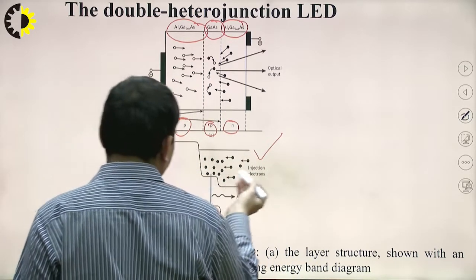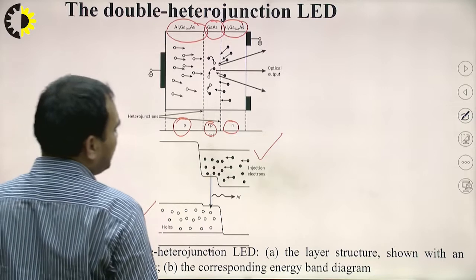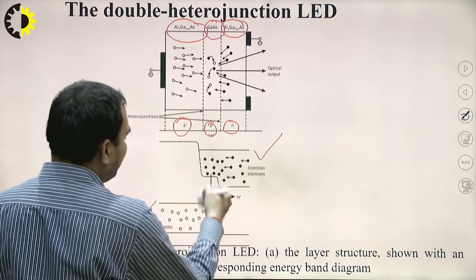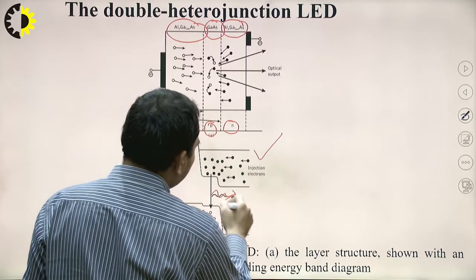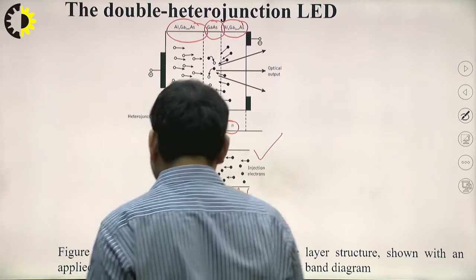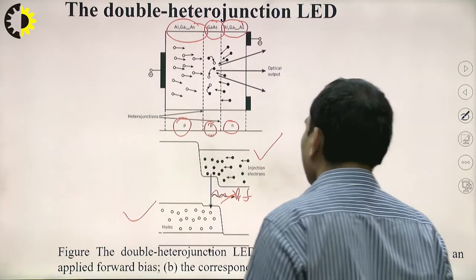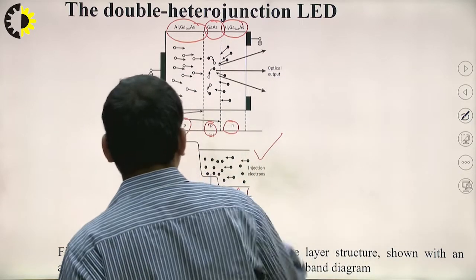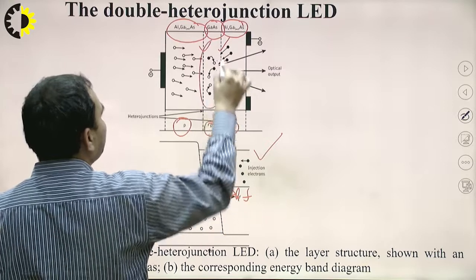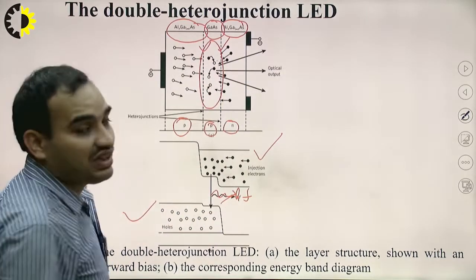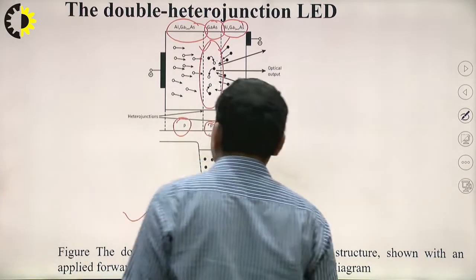When the electrons from the injected conduction band come back to their lower energy states, they release energy in the form of light. This is the principle of the double heterojunction LED. We can see there are two heterojunctions, and in the center region, the gallium arsenide, recombination is happening.